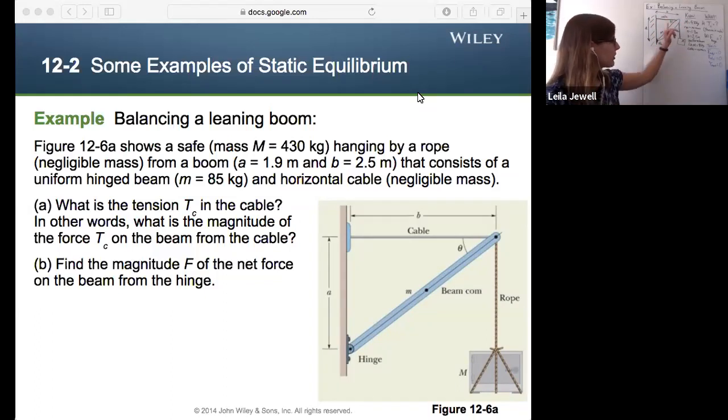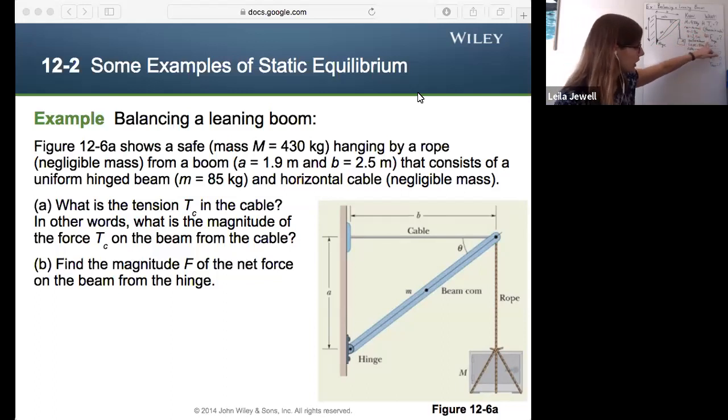So next up, I wrote down the things that we know: the mass of the safe, the rope is about no mass, to say negligible, those dimensions, the uniform beam, its mass, and the cable is also about no mass, which tells us that we don't have to worry about the force of gravity acting on those things that have negligible mass. We want to find the tension in the cable and the force of the hinge. And the restatements of the problem give us some nice clues: it says the force on the beam from the cable or from the hinge.